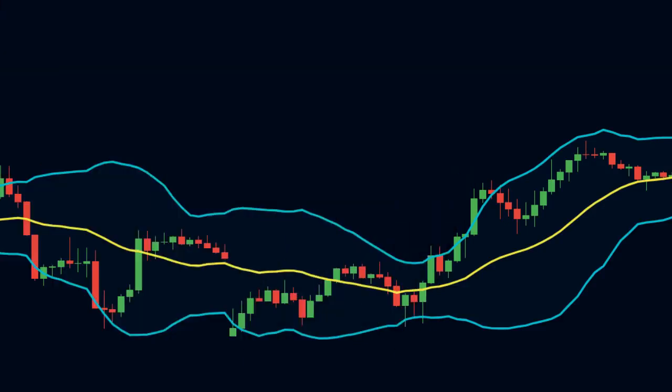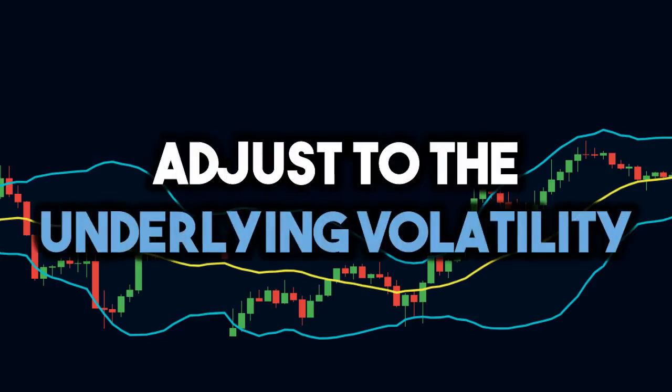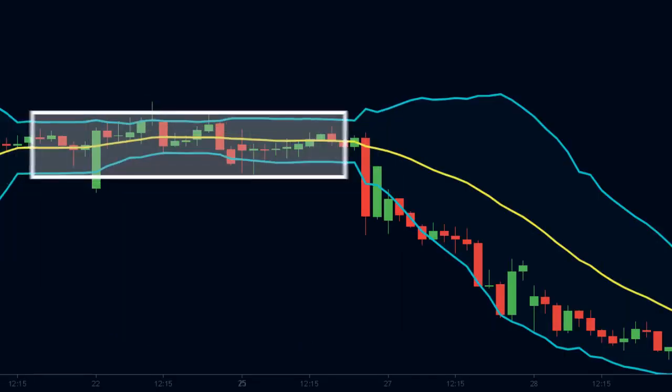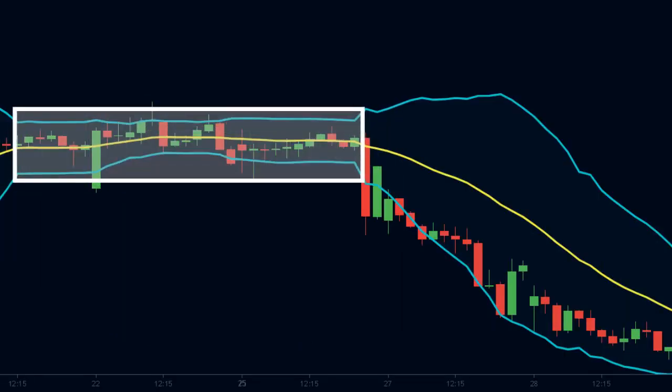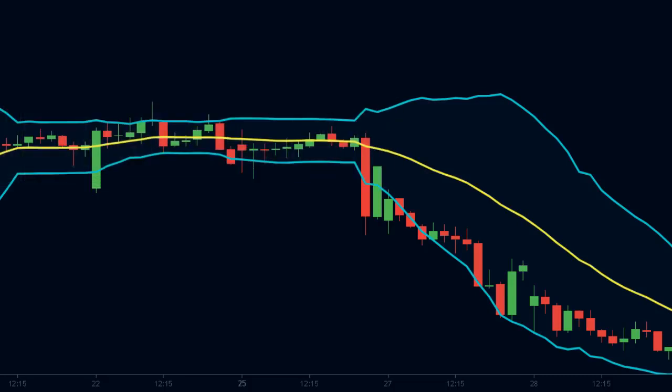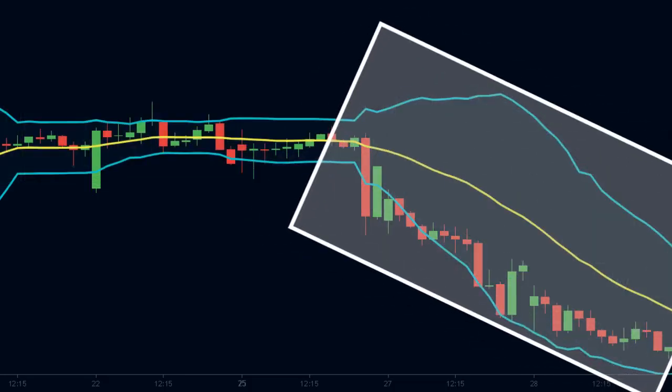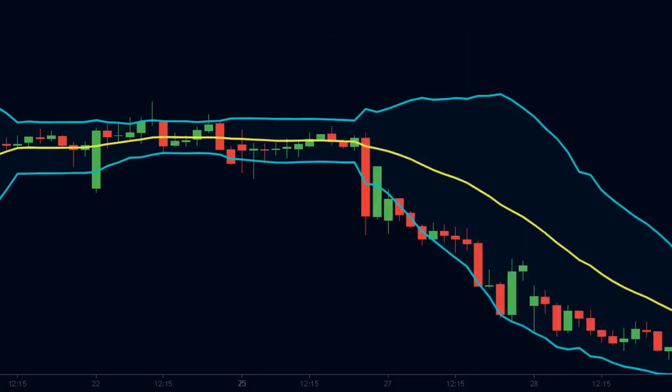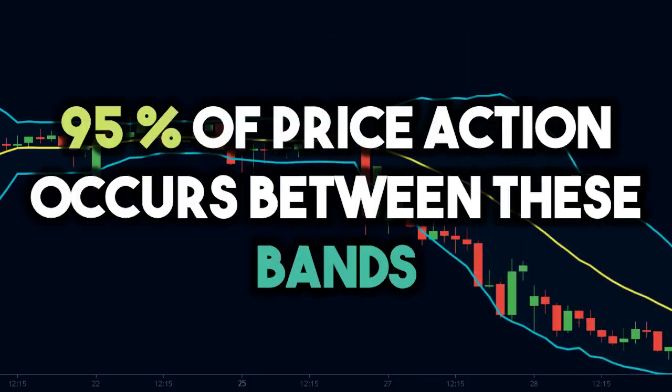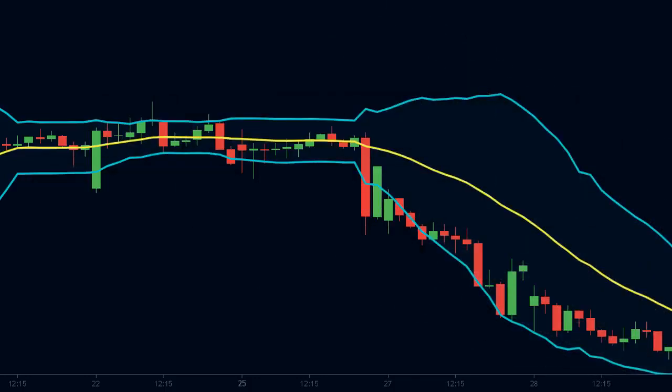The distance of the bands is based on standard deviation and hence, they adjust to the underlying volatility of the asset. This means that in a sideways market, the bands become tight. And in trending market conditions, the bands become wide. 95% of the price action is contained within these bands.